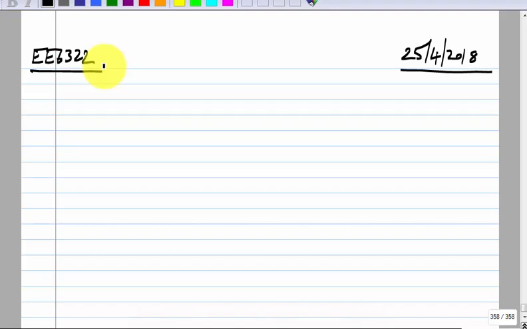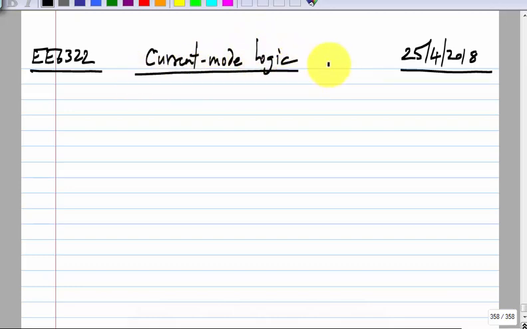I'll just quickly outline some of the other options that we have. There's something known as current mode logic, which is based on differential pairs and current switching. This typically is among the highest speed circuits you can implement in a given process, but the disadvantage is they consume a lot of power.